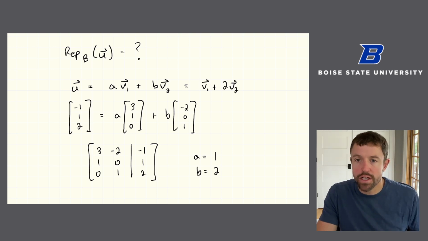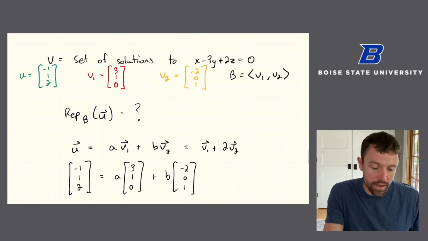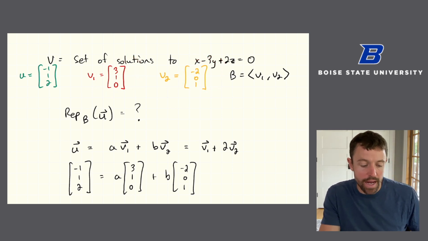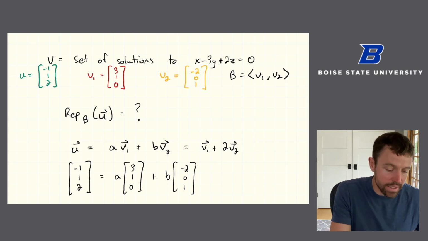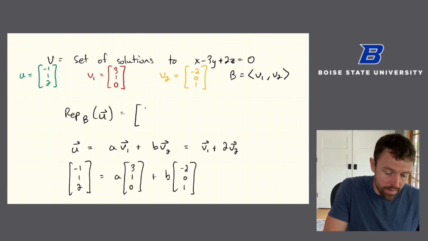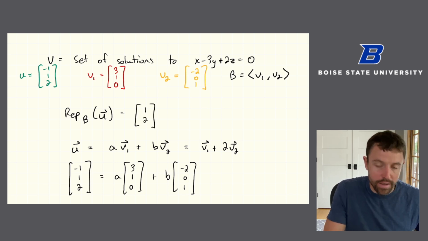You should always check your work when it's easy. This is an easy thing to check, right? Just confirm that if we take this vector and then we multiply this by 2 and add it, we get this vector. And that means, now that we've written this in terms of the basis, that we know what rep b of u is. It's 1, 2.